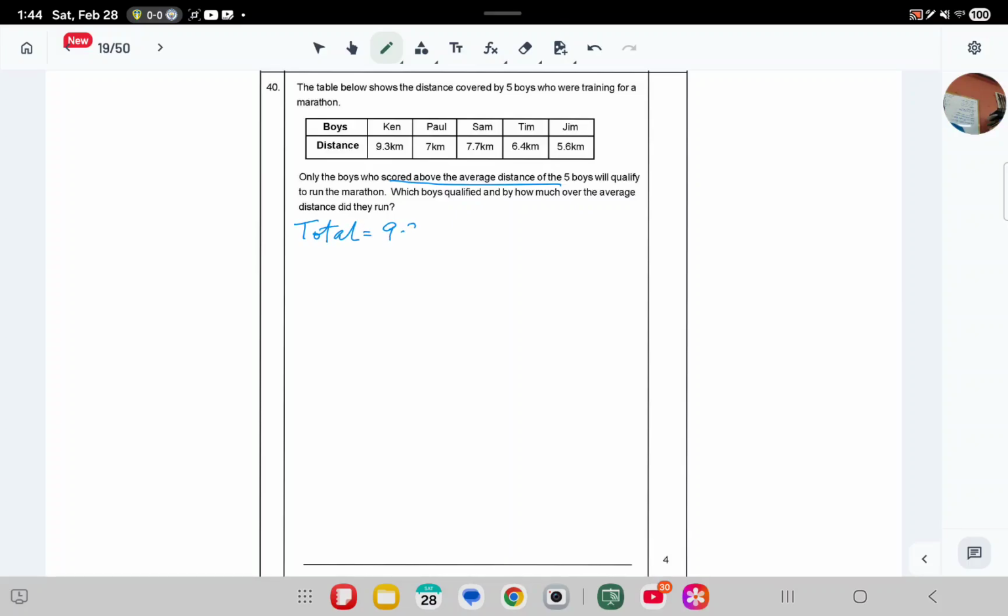So this is 9.3, add 7, add 7.7, add 6.4, add 5.6, and that should give us a total of 36 kilometers. To calculate the average, it is the total or the sum divided by the number of numbers, which is 5. 36 divided by 5, that should give us 7.2 kilometers.